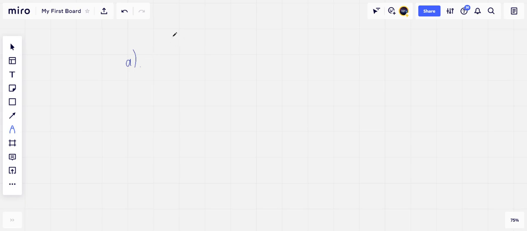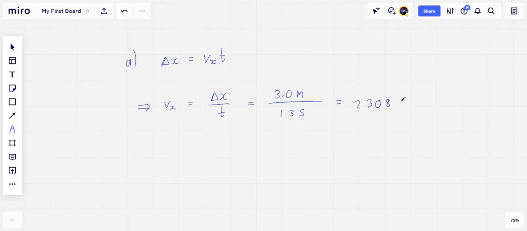Now the horizontal velocity is determined from the horizontal motion at constant velocity. So delta x is equal to the constant speed in the x direction, vx, times t. And so vx is equal to delta x over t, which is a horizontal distance of 3 meters over a time of 1.3 seconds, which means that she traveled with a horizontal speed of 2.308 meters per second.